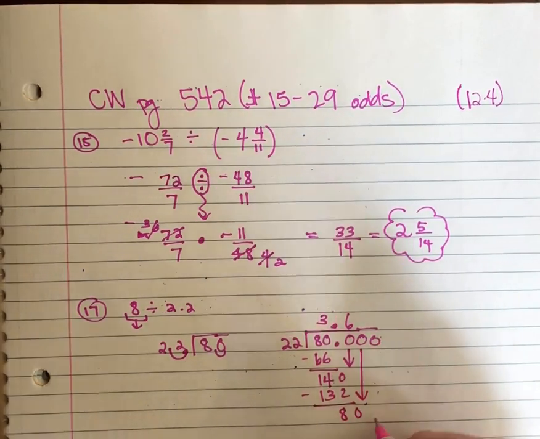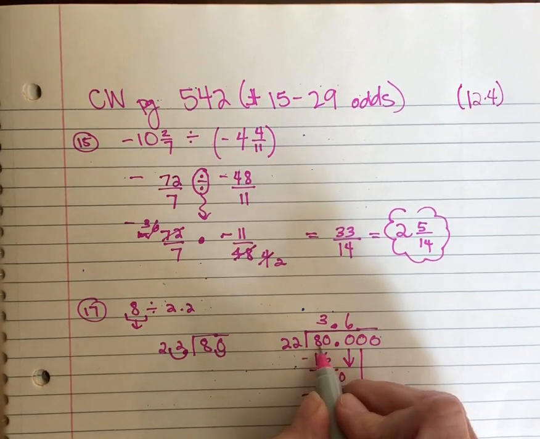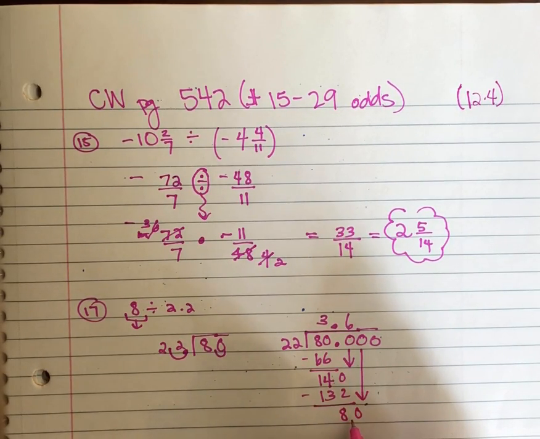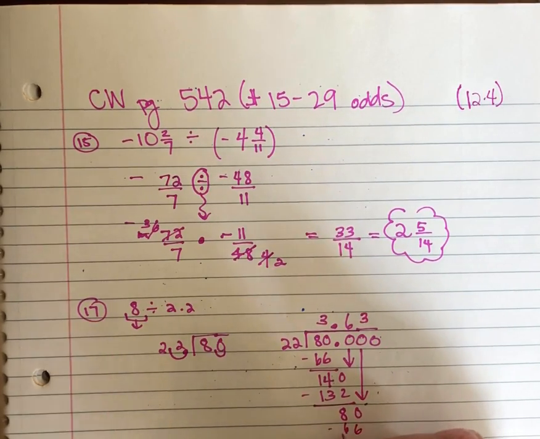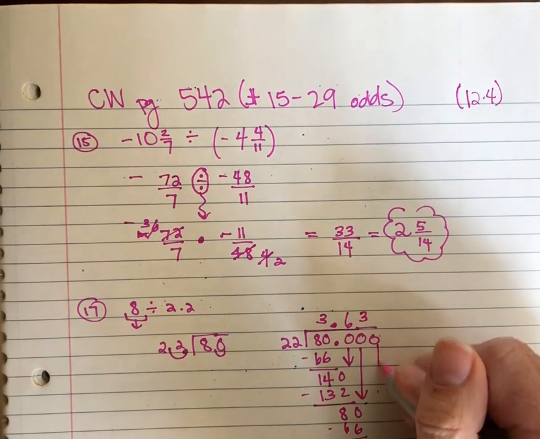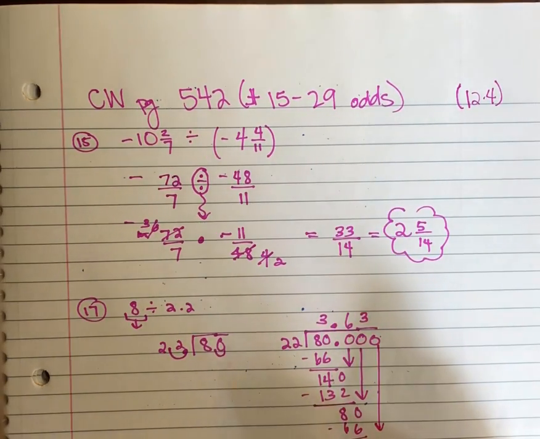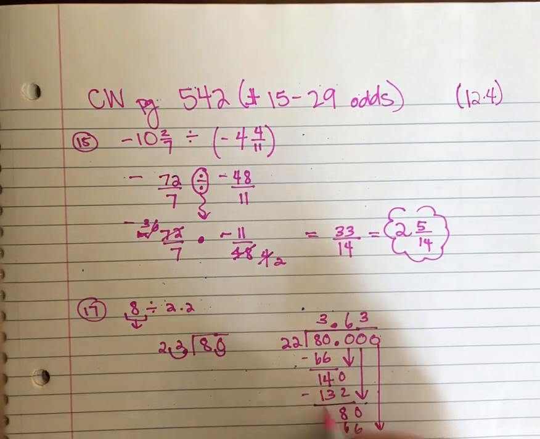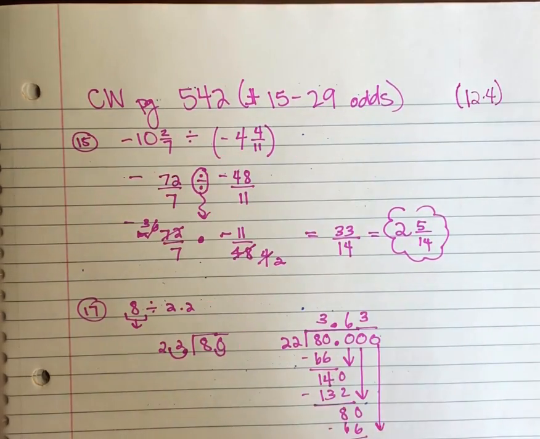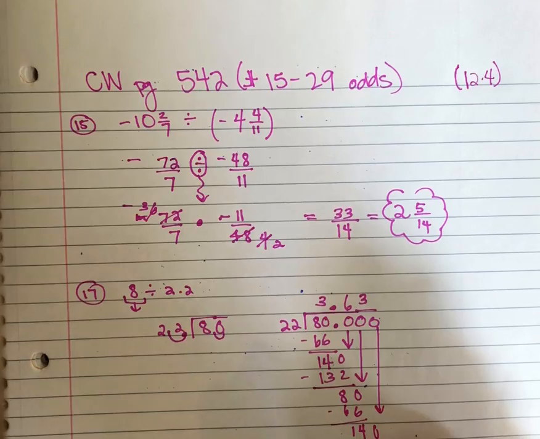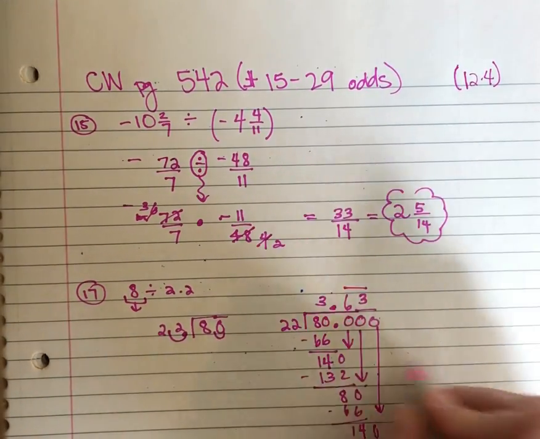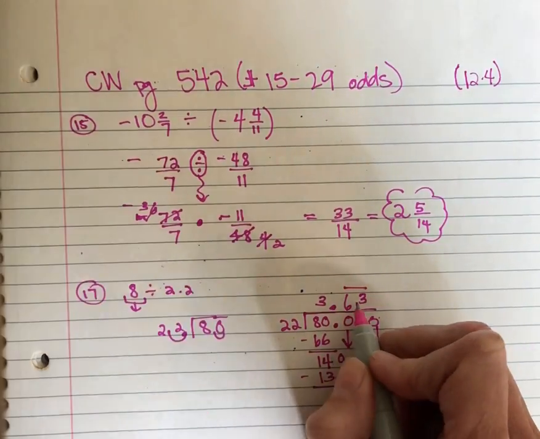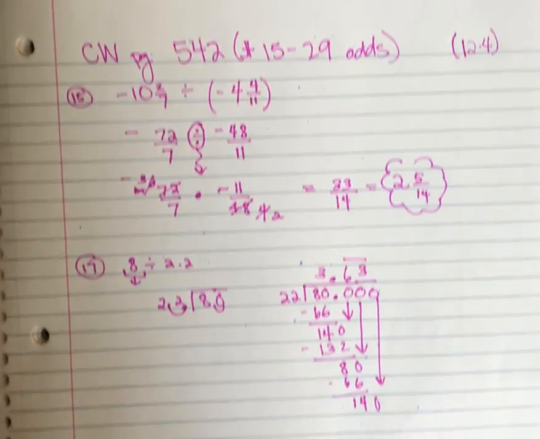Bring down. Notice we're dividing into 80 just like we did right here. So we know it's going to go in 3 times at 66, subtract, and I get 14. Bring down. However, you may notice that now we're dividing into 140, just like we did here. If you don't see the pattern, you can keep dividing. But when you keep dividing, you're going to notice that both the 6 and the 3 repeat. So our repeating bar can go over both the 6 and the 3.